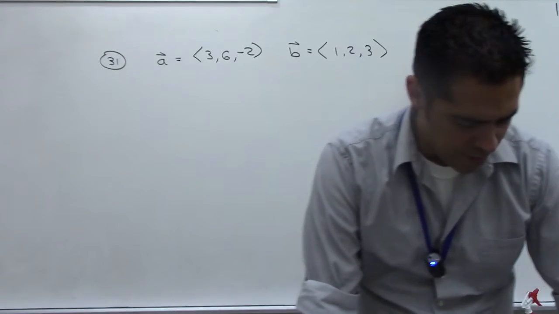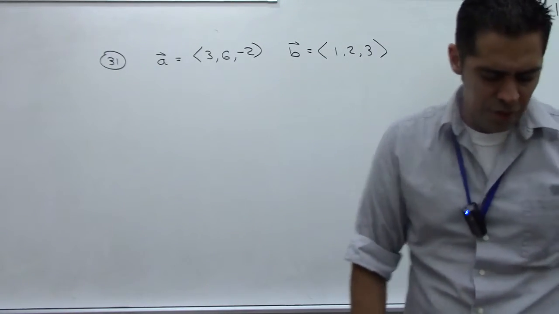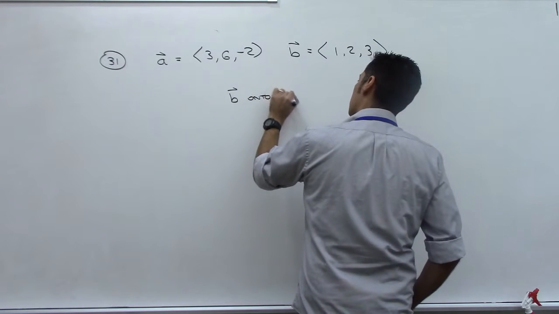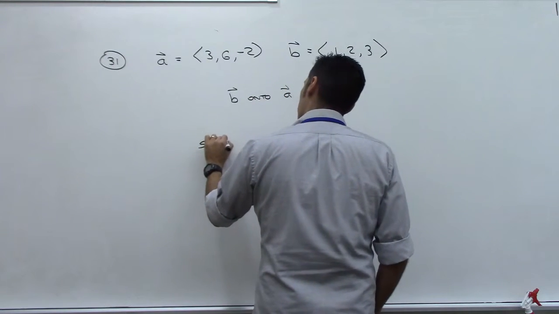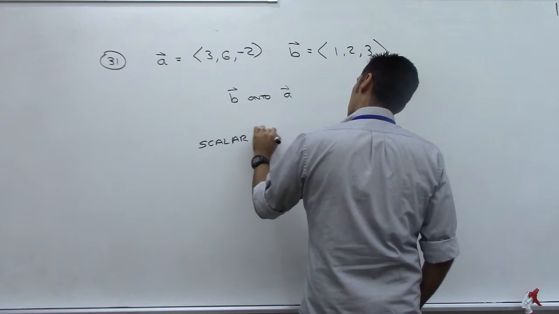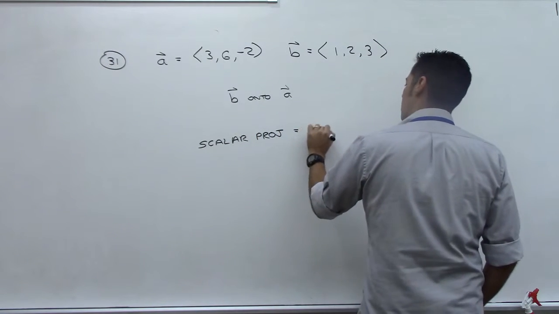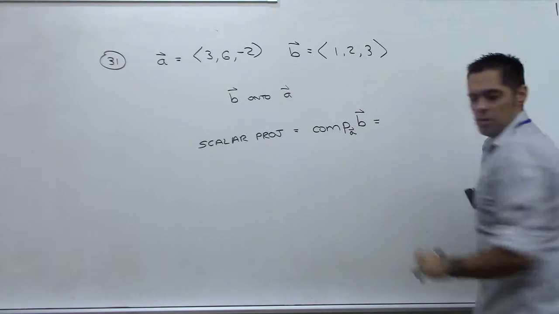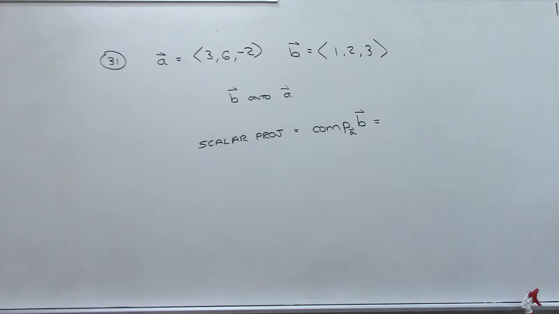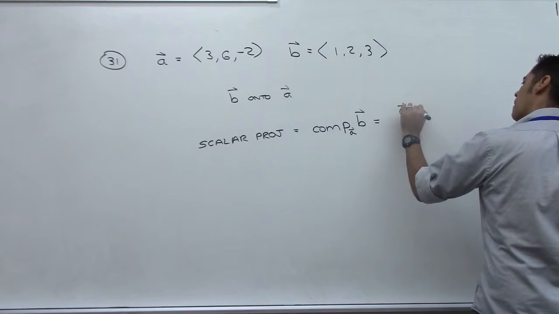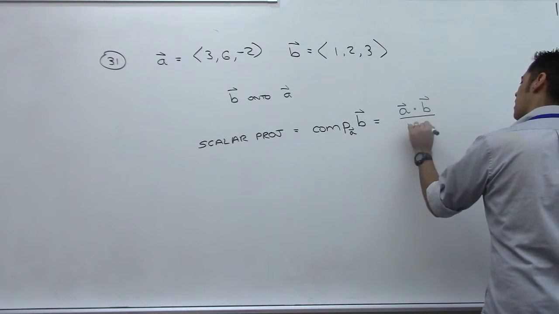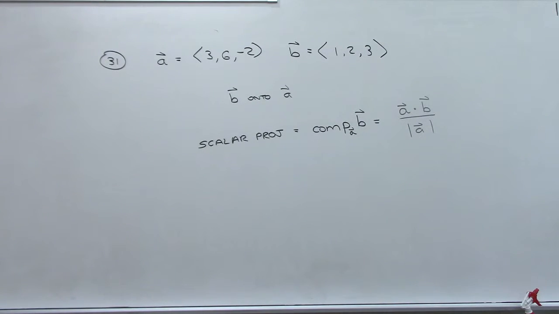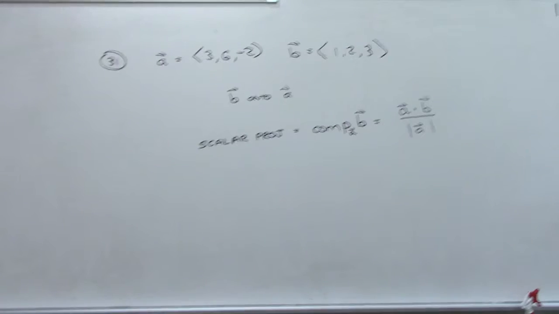So we have two formulas here. The scalar projection, and they want B onto A, is equal to what we call the component of the vector B onto the vector A, which I gave in class: A dot B over the magnitude of A. And then the vector projection we'll do afterward.